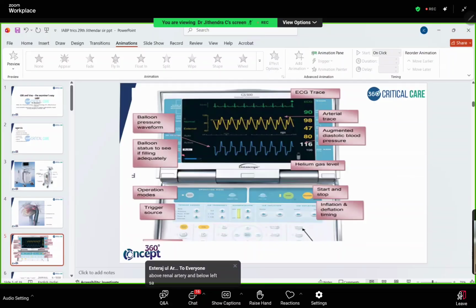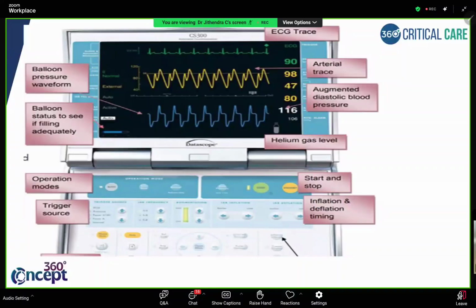So this is the console's display picture. The top one is the monitor of your console. The top green line is your ECG, and you get the heart rate from the ECG. Next, you have your arterial waveform, the one in yellow. It can be in different colors, that doesn't matter. Next below that, in blue, is your IABP inflation waveform, the balloon pressure. What is the pressure in the balloon? That is what will be displayed there.